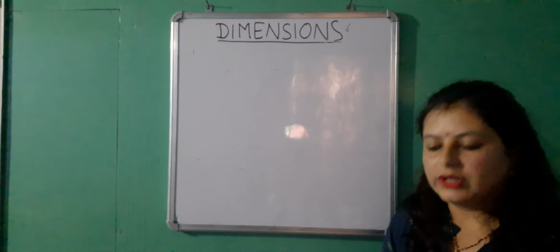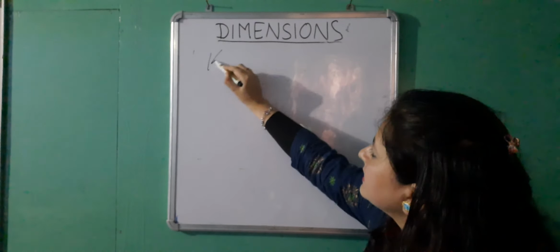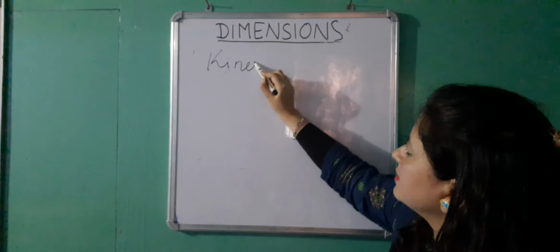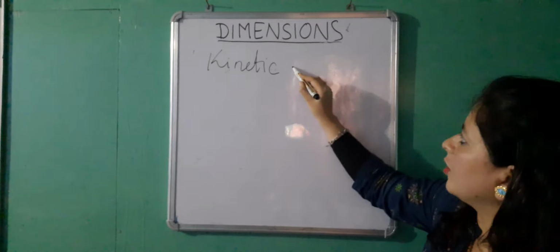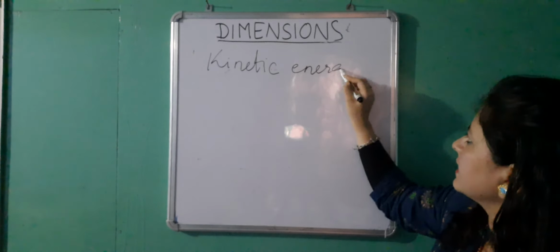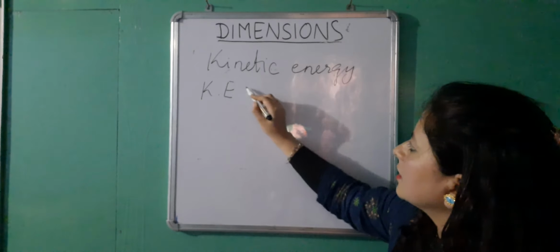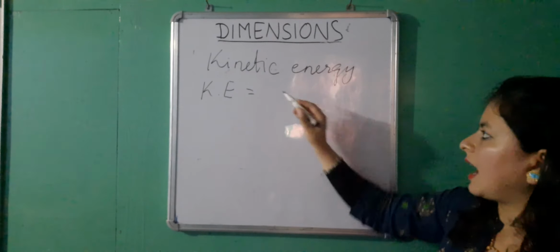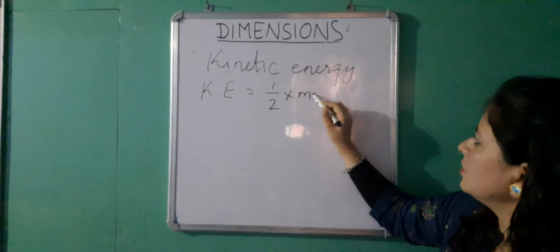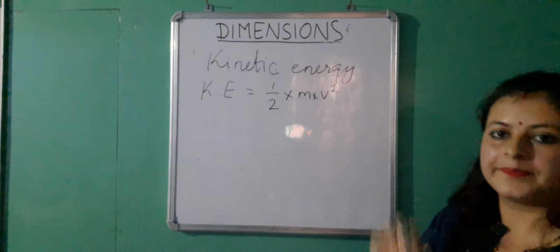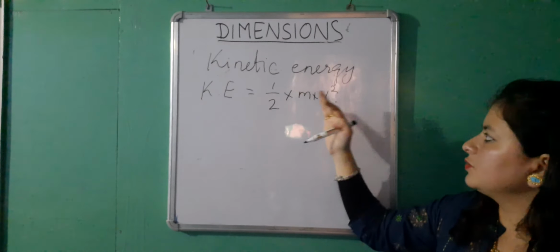Next, the question is write down the dimensional formula for kinetic energy. It is a form of energy. When a body moves, it possesses a form of energy. The form of energy is called kinetic energy. In short, we can write it as KE, the formula for which is half multiplied by mass into square of the velocity. So kinetic energy, the formula is half into m into v square.